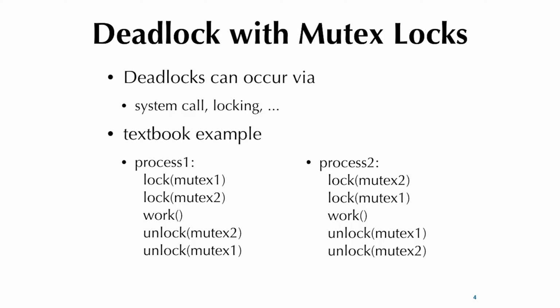Okay, and deadlock can happen with mutex locks too. So this is a typical example from the textbook. Process 1 locks mutex 1, locks mutex 2, and does the work. Process 2 locks mutex 2, locks mutex 1, and does the work. What would be a real life example?